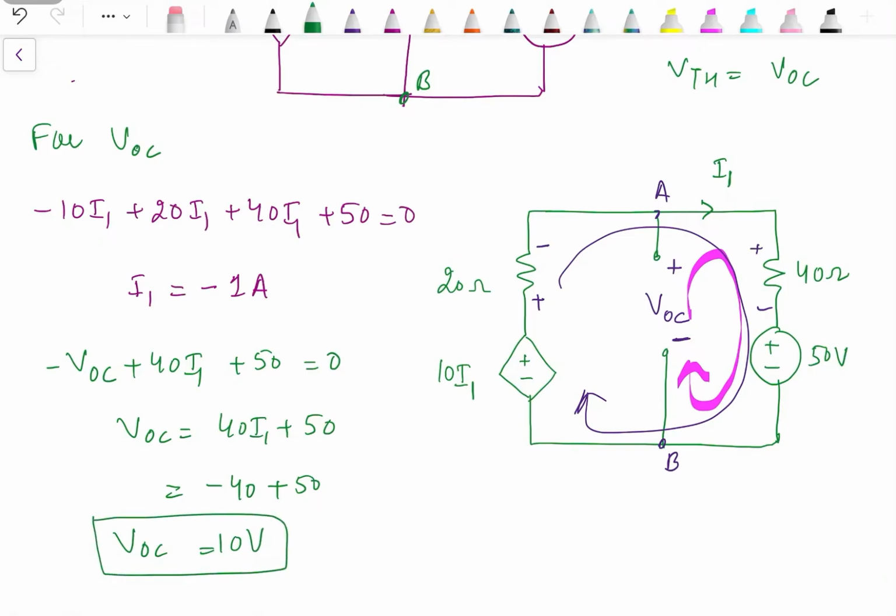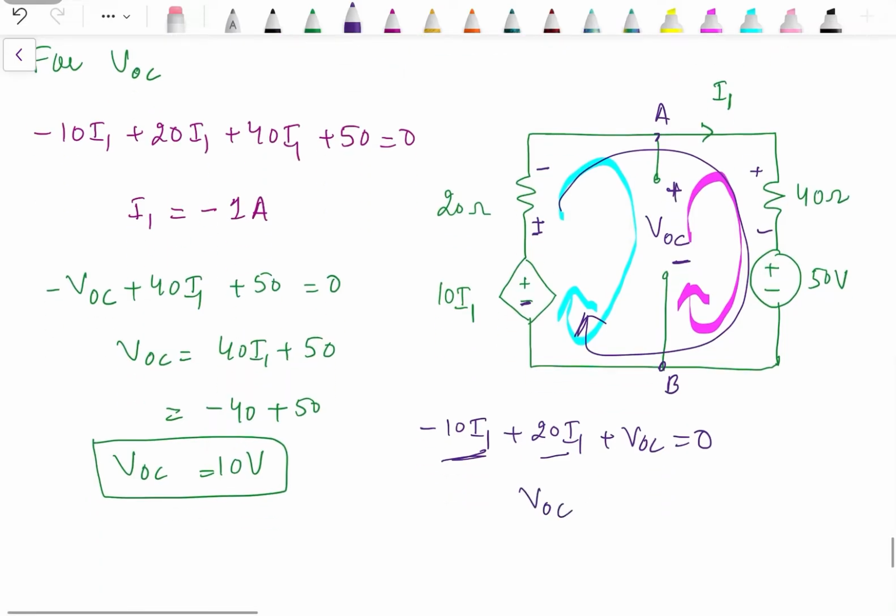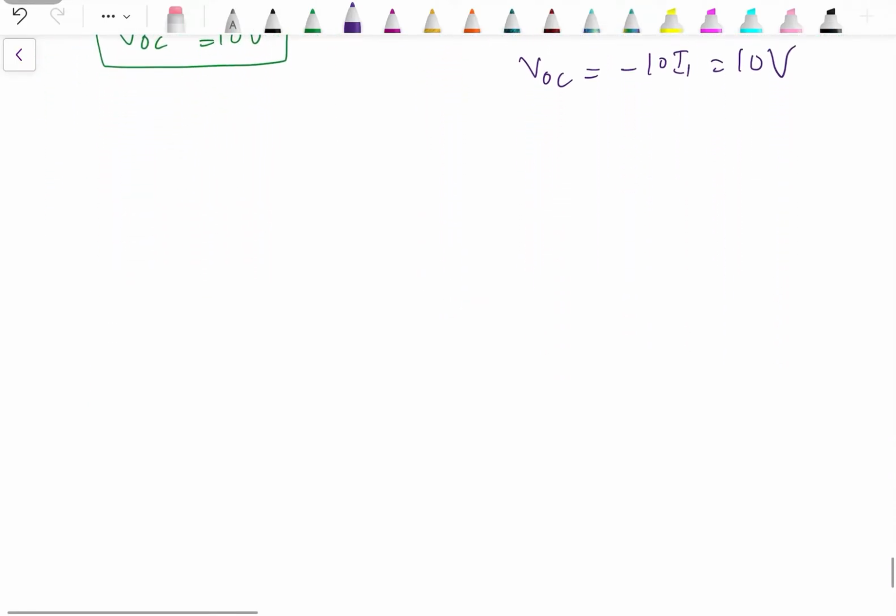Even you will get the same answer for VOC if you apply KVL to this open loop. Let's write that equation as well. So minus 10 I1 plus 20 I1 plus VOC equal to 0. Minus sign, minus 10 I1, plus sign, plus 20 I1, plus sign, plus VOC. So VOC will be equal to minus 10 I1, which is actually 10 volts. So whether you apply KVL to this side open loop or this open loop, it doesn't matter, the answer is going to remain the same. The next thing is we need to calculate the short circuit current.